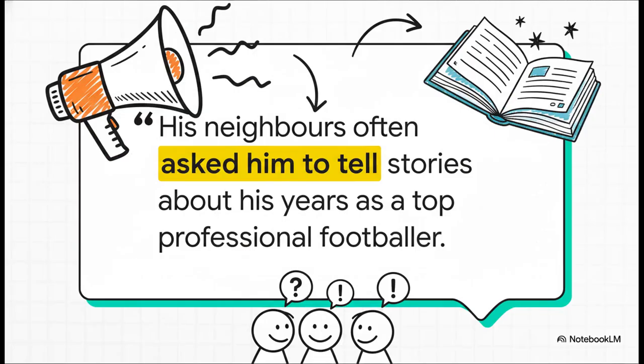And right away, we see one of our rules in action. This is a reported request. His neighbors didn't actually say, "We ask you to tell stories." No, they said something like, "Please, Bobby, tell us a story." And that gets reported using that infinitive structure we just learned. They asked him to tell them stories.